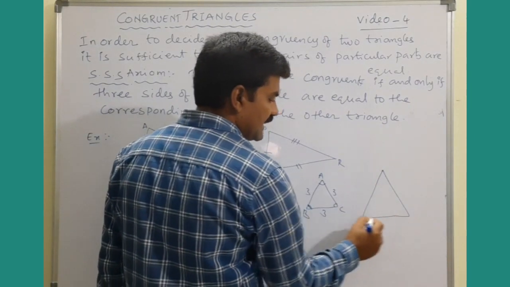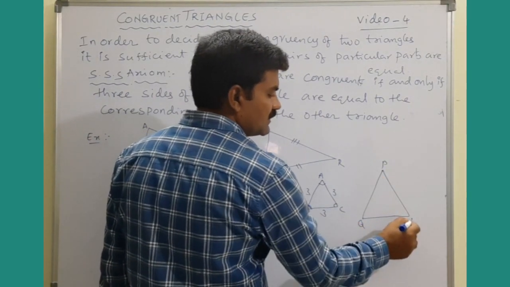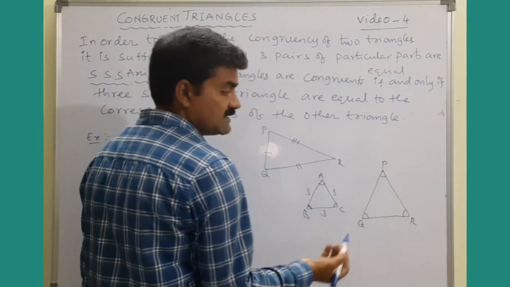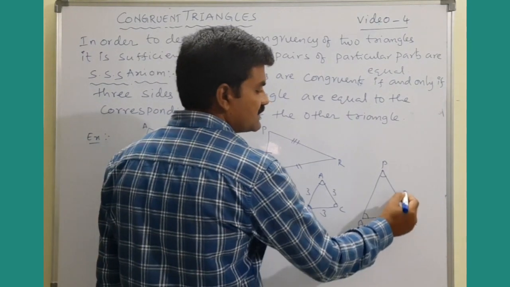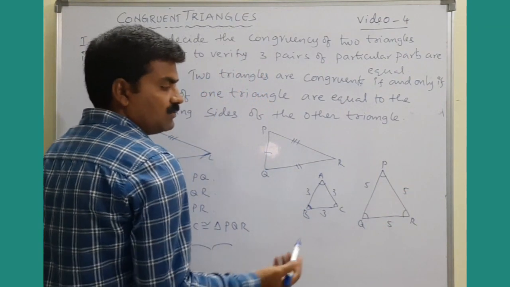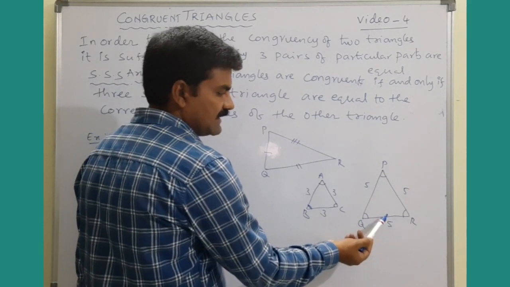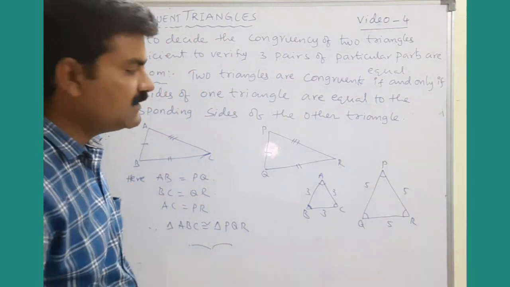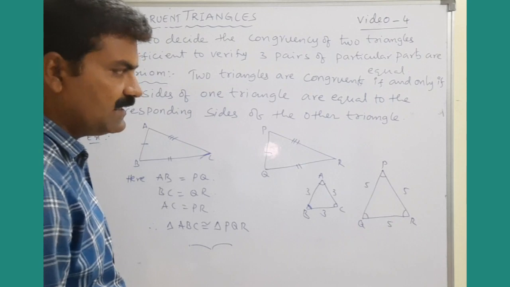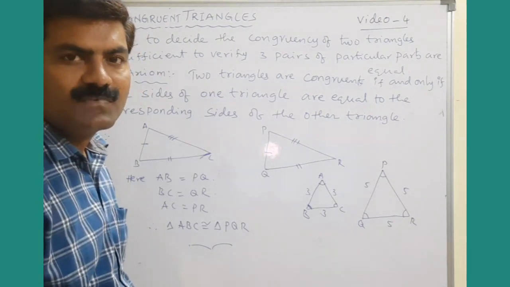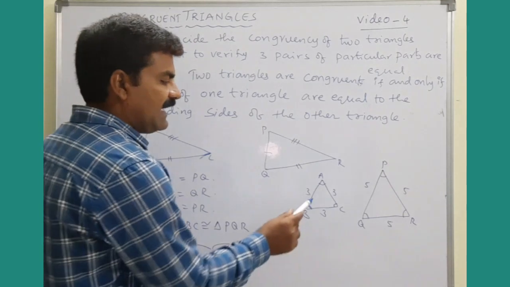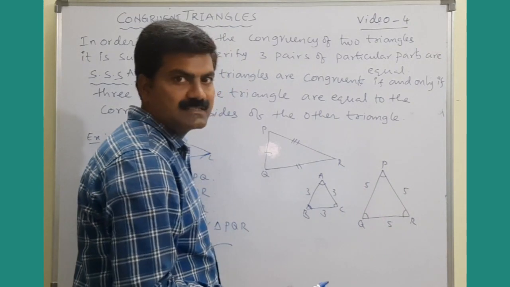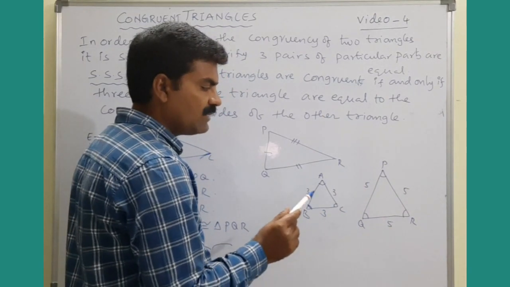And let us see, this is another triangle PQR, which is also equilateral. Why? Because each and every angle is equal to 60 degrees. And suppose these sides are 5 units. Now don't think that because both are equilateral triangles, they must be congruent to each other. Not like that. If the angles are fixed, there is no rule that the sides are also fixed. So that is the point which you have to remember.